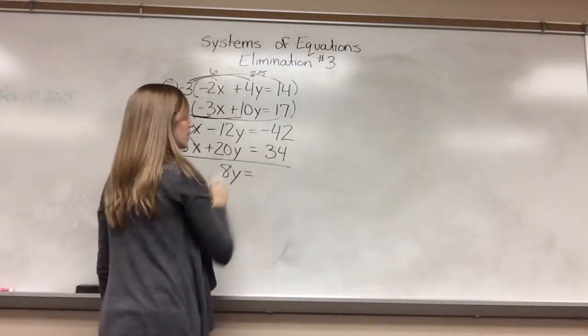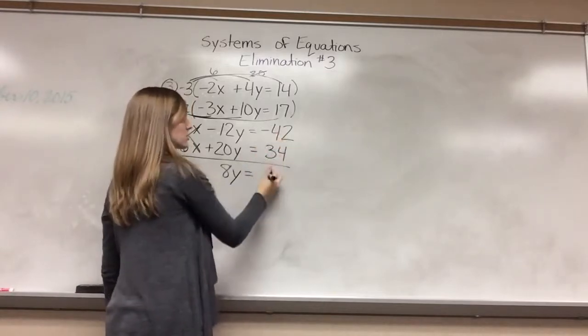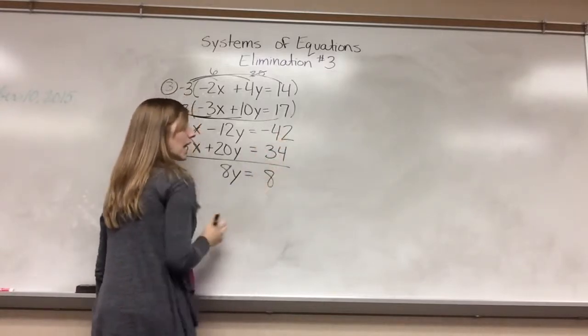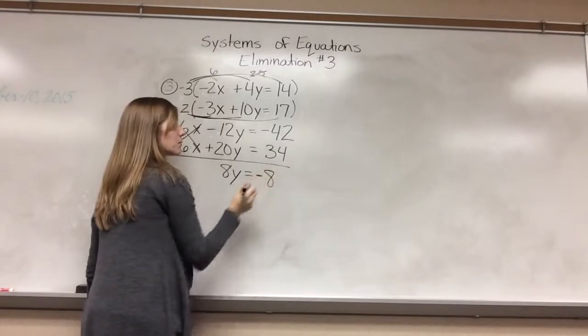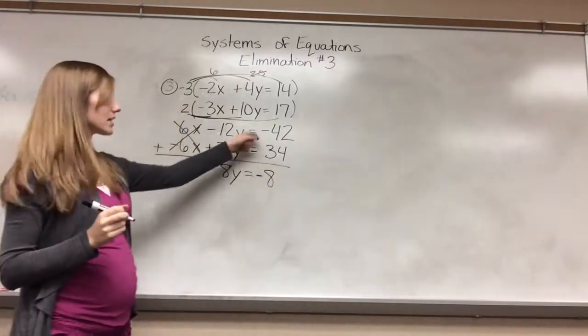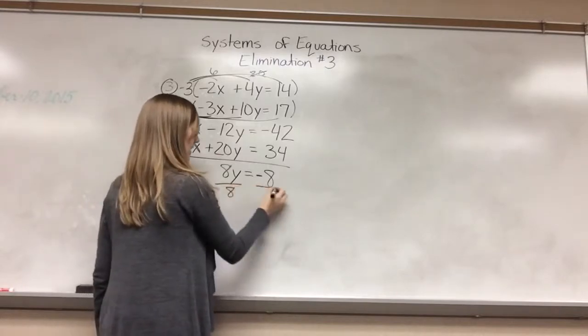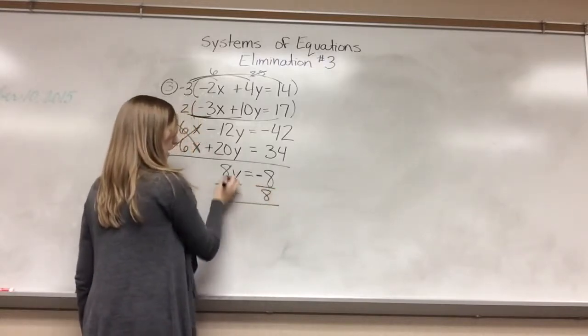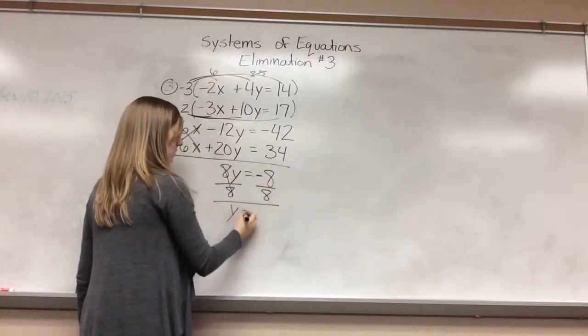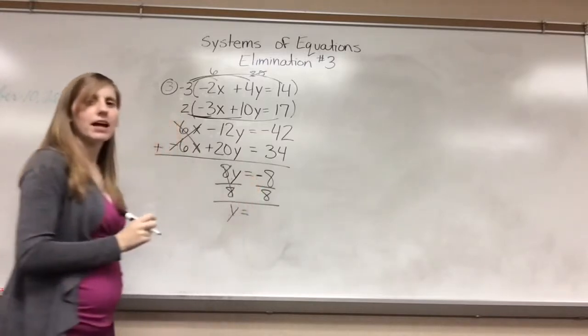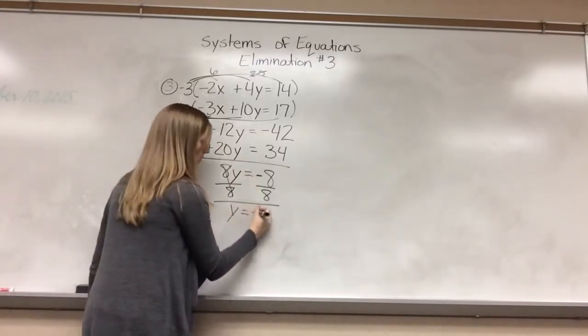Negative 42 plus 34. Signs are different, so again I will subtract. I will get 8, but this time it will be negative 8, because again, keep the sign of that bigger number. And then I just divide both sides by 8. So 8's cancel out. I get y equals negative 8 divided by 8 is negative 1.